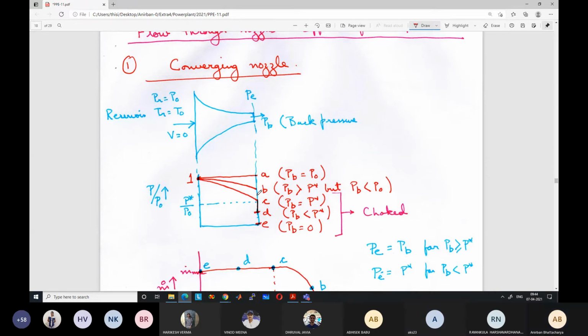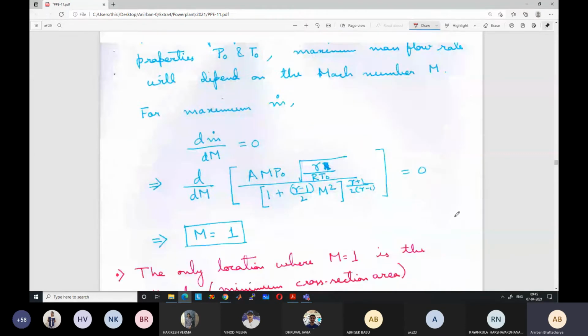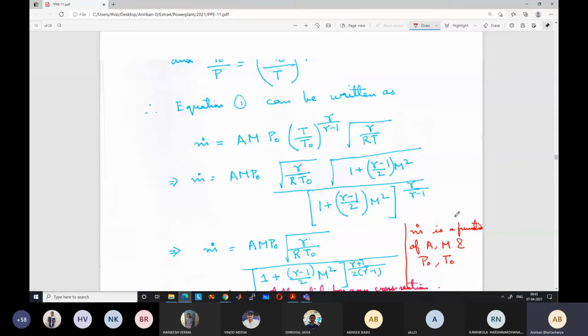Yes, sir. Okay, we will come to this. This is a good question. Particularly, these things will become very important for converging-diverging nozzles, where it is more difficult to understand what is happening. We have to understand converging-diverging nozzles in the next class.